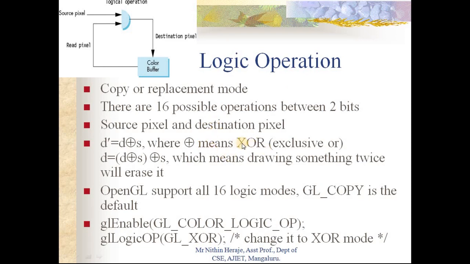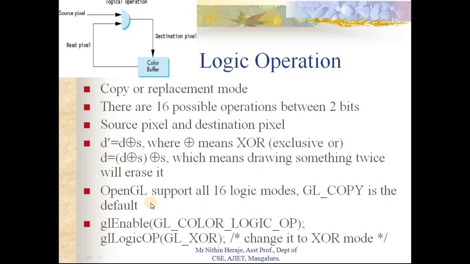Next, coming to the XOR operation, you are going to XOR destination pixel and source pixel, and you are going to get a D dash. Now, if you XOR with the same again, you will get the remaining one. That is, D XOR with S and XOR with S again, you will get back the D. That means drawing something twice will erase it. All right, got it.